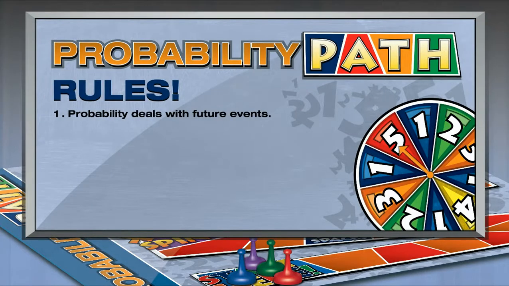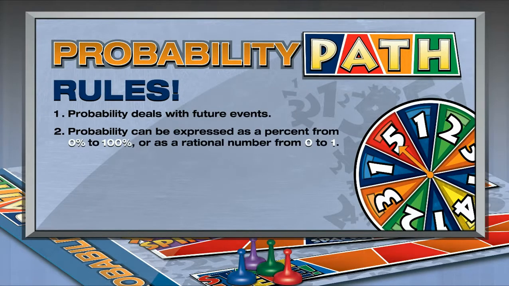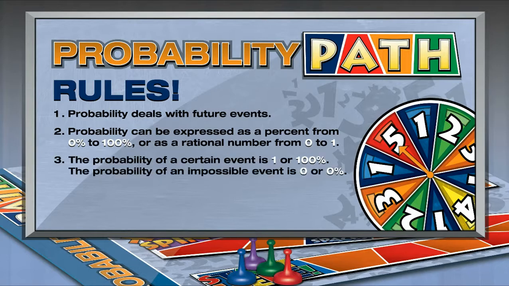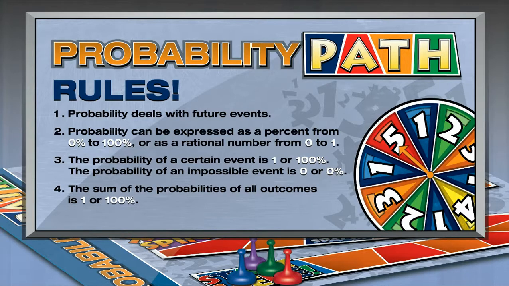Probability, like the game Probability Pad, has rules to keep in mind. Probability deals with future events. Probability can be expressed as a percent from 0 to 100% or as a rational number from 0 to 1. The probability of a certain event is 1 or 100%. The probability of an impossible event is 0 or 0%. The sum of the probabilities of all possible outcomes is 1 or 100%.